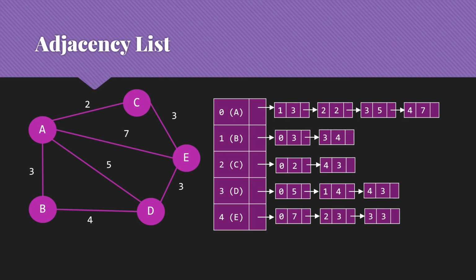And as with the adjacency matrix, if we have the edge going the other way, because this is an undirected graph, then we'll also see it there. So in index 1, we're going to find a node that represents the edge to A, 0, 3, as well as the edge to D, 3, 4. So notice that our representations, both the adjacency matrix and the adjacency list, are always representations of directed graphs, even when the graphs themselves are undirected. We simply represent both directions independently.